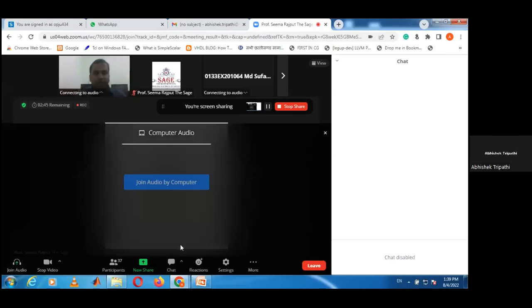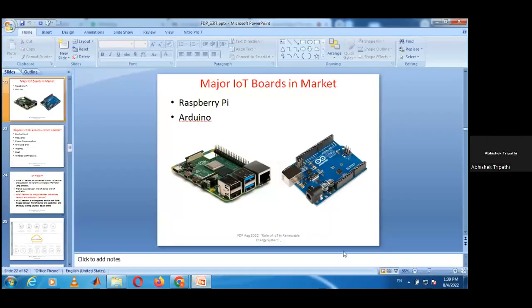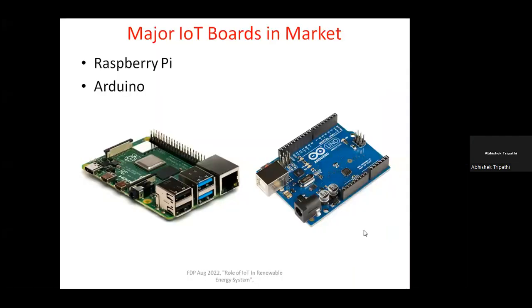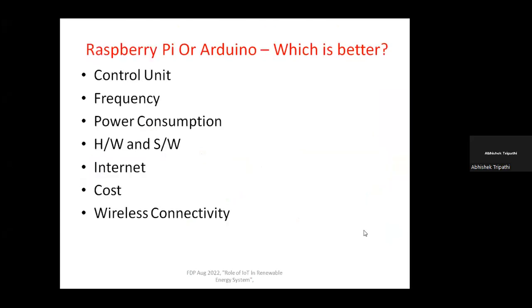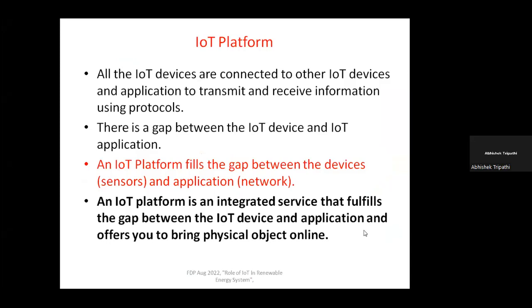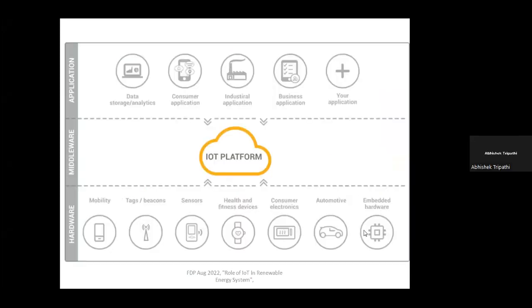Okay. Sorry for this, and I think the time is very limited. So these are the popular boards, and depending on the requirement, power consumption, wireless connectivity, cost and everything, we can select which board we want to pick, Arduino or Raspberry Pi. So these are the parameters, and we see this IoT platform has different things, like it can connect the hardware and applications.